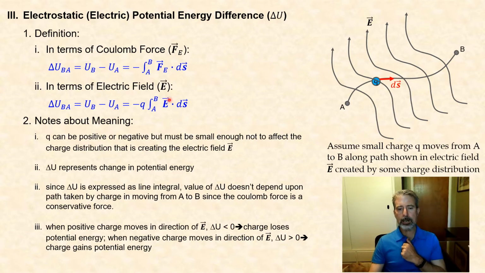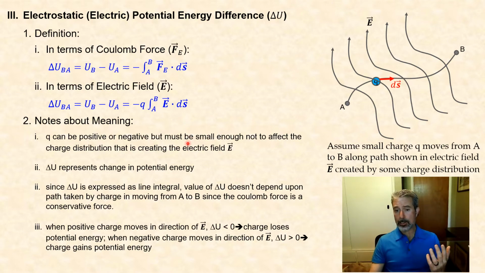So when we look at our definition here, let's think about this. If we have a positive charge such that Q is positive, and the charge moves in the direction of the field, that means that the displacement ds and the field are going to be in the same direction, so that we're taking the cosine of 0. What does that tell you about the change in potential energy? The change in potential energy is going to be negative, times a positive number times a positive number. The change in potential energy will be negative.